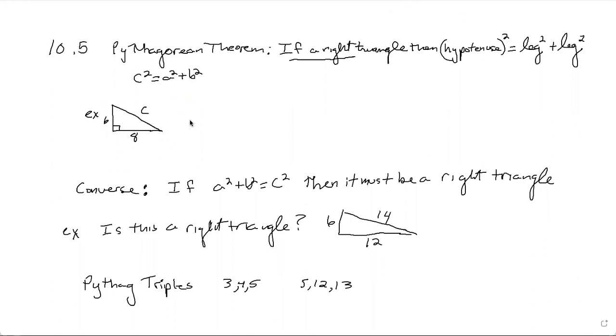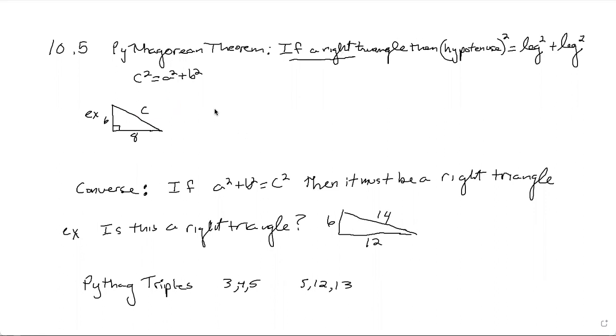So let's see if this example works. We want to know, is this a right triangle? Well, it shows right here that it is. That symbol is the right angle symbol. That means that's a right angle. It then is a right triangle. So now we want to figure out what side c is.